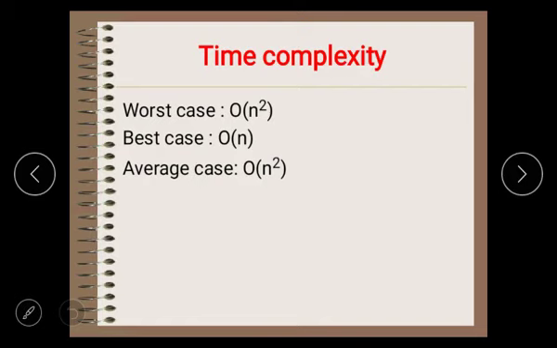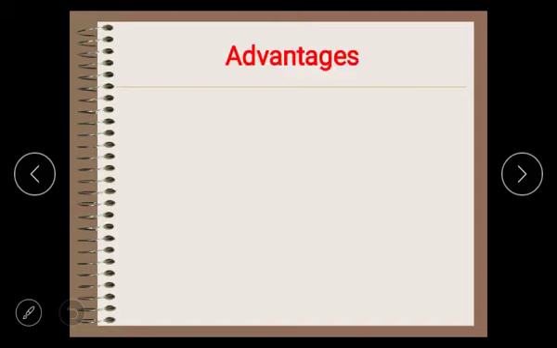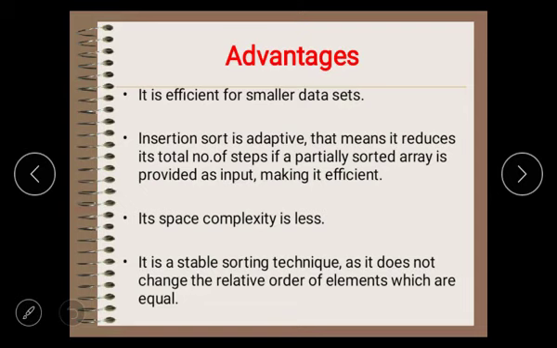So let's see what are the advantages and disadvantages of insertion sort. First we will see the advantages. It is efficient only for smaller data sets, and insertion sort is adaptive. That means it reduces its total number of steps if a partially sorted array is provided as input, and it will make that efficient. Its space complexity is low, and it is a stable sorting technique as it does not change the relative order of elements which are equal.